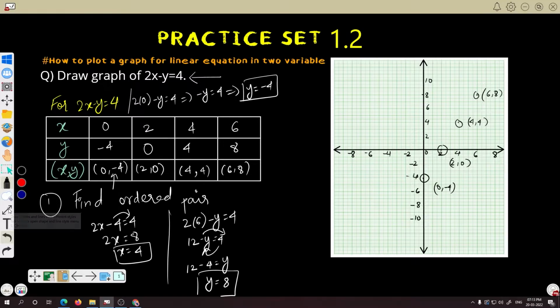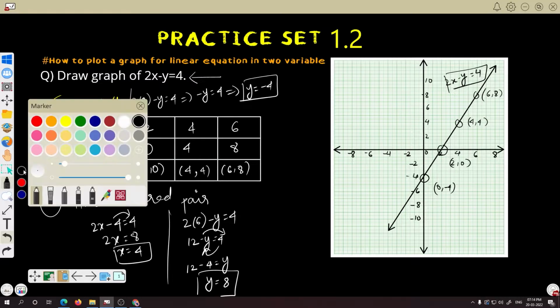Now what we do is, we join all the points. So I will use this tool. Now while joining the points, what you need to check is, all the points should lie on the same line. Accuracy is very important. All the points should lie on the same line, like this. Now I can say that this particular line represents 2x minus y is equal to 4. This line represents this equation 2x minus y is equal to 4.